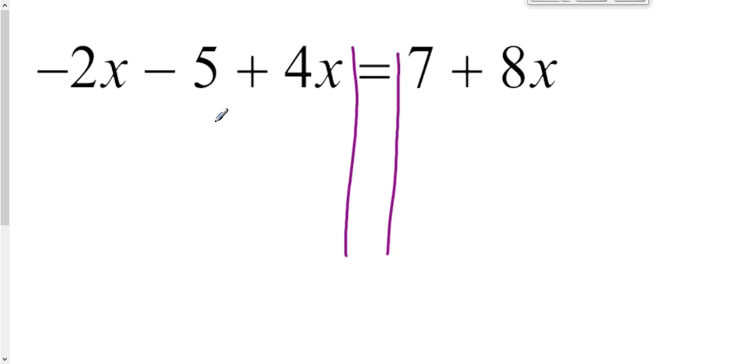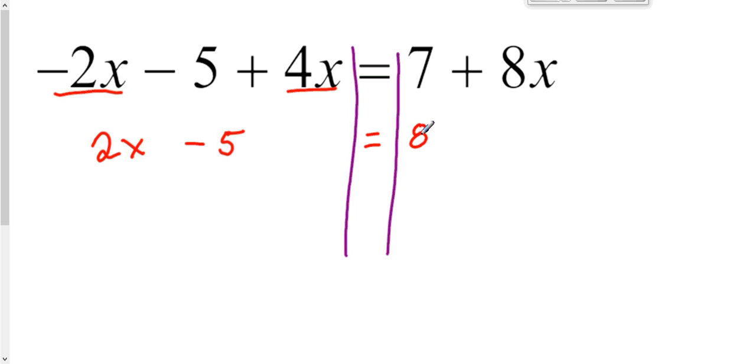Once again, before I get the two sides to talk to each other, I'm going to simplify. There is no distributive property, so we're good there. But there are like terms on this side. 4x and the negative 2x, because they're on the same side, we just combine them. We don't have to change any signs. We don't have to do anything. We take 4x minus 2x and get 2x. Bring down that negative 5.